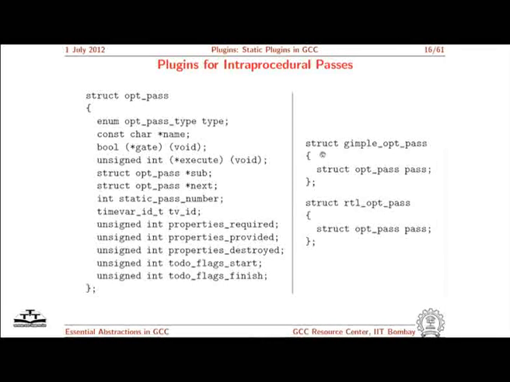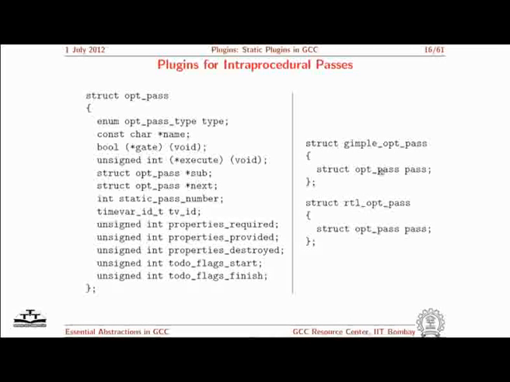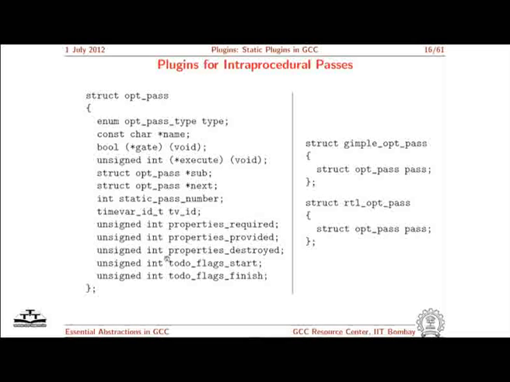So then there is something called a Gimple opt pass. Opt pass is the original data structure in GCC; Gimple came in later. Initially we didn't have Gimple at all, which means that the same structure for a long time was shared between Gimple as well as RTL. And this doesn't say anything about whether it's a Gimple or RTL.